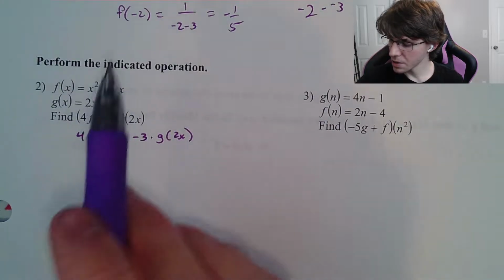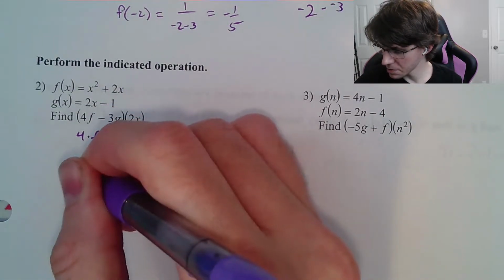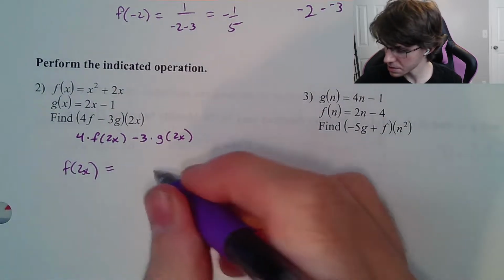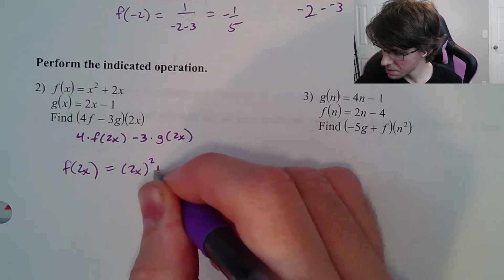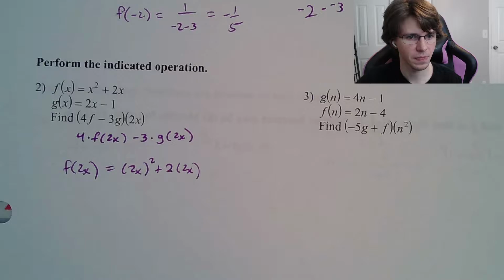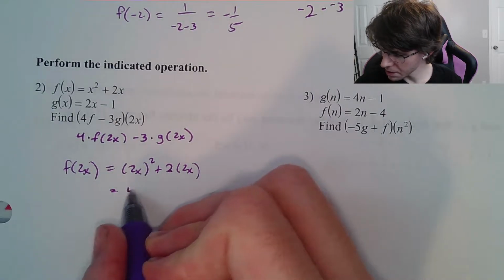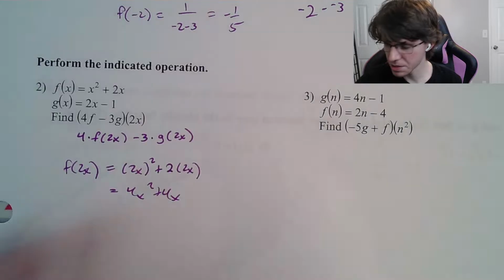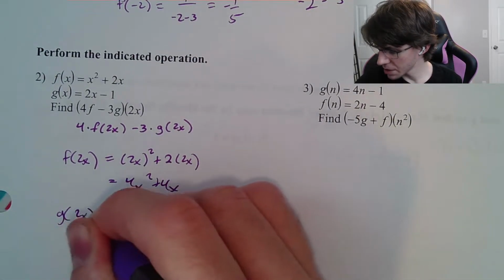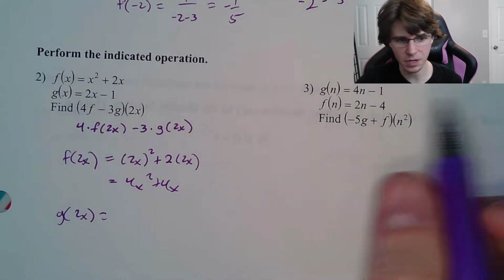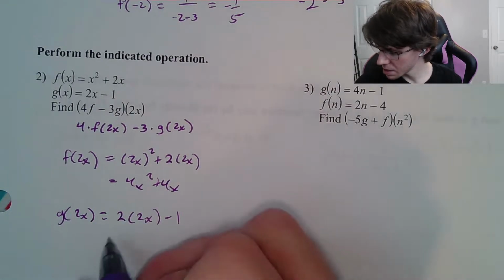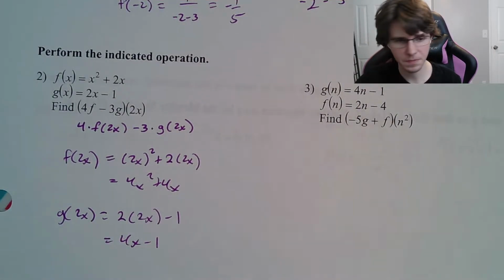To do this now, we have to figure out what is f of 2x before we multiply it by 4. So f of 2x, this x right here is going to become a 2x. And this x right there is also going to become a 2x. Simplifying a little bit, we get 4x squared plus 4x. Then you do exactly the same thing with g. G of 2x means that this particular x is going to become a 2x. So 2x right there gets replaced, and simplifying becomes 4x minus 1.